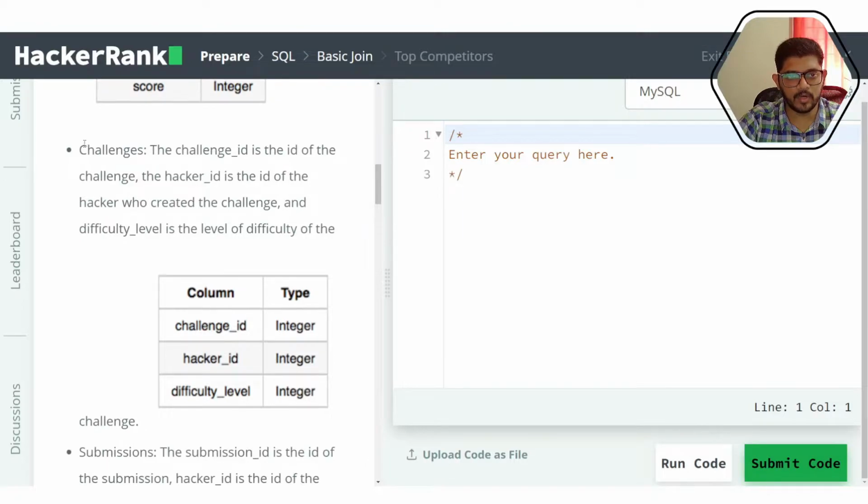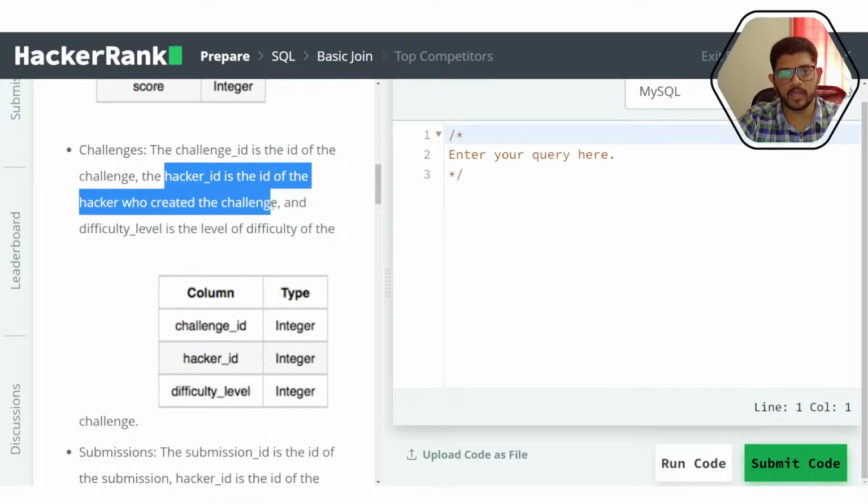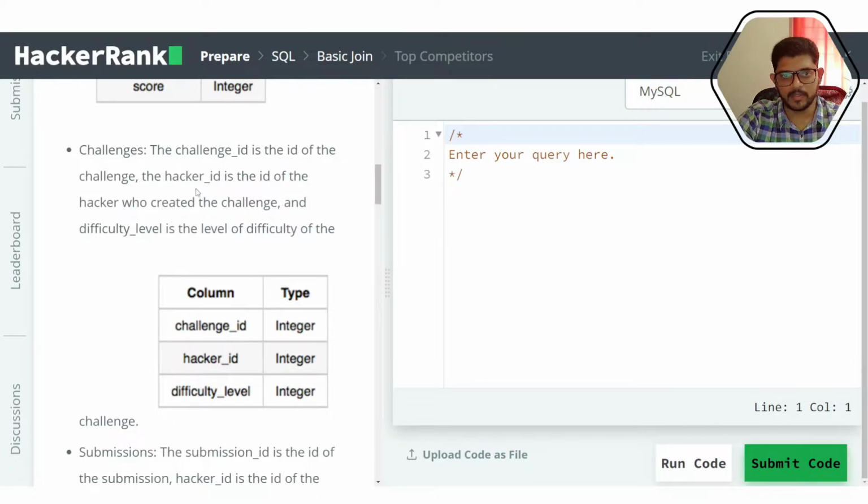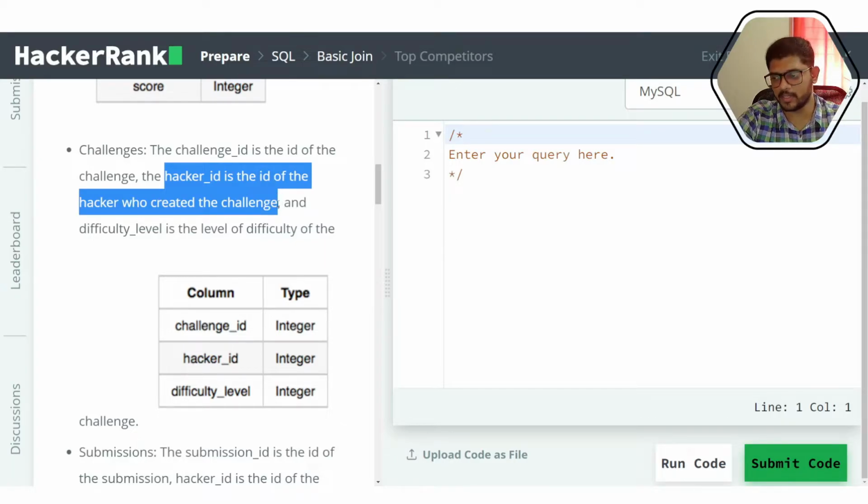Now there is another table called challenges. In this table, we have the following 3 pieces of information. One is challenge ID. The second one is hacker ID. The third one is difficulty level. Okay, only that hacker ID requires some explanation. Challenge ID is pretty straightforward. Okay, so we need a unique ID for each and every challenge created. Okay, hacker ID, it's clearly stated here. Hacker ID is the ID of the hacker who created the challenge. It's not the ID of the hacker who solved the challenge. That comes later. This is the hacker ID of the hacker who created the challenge, right?